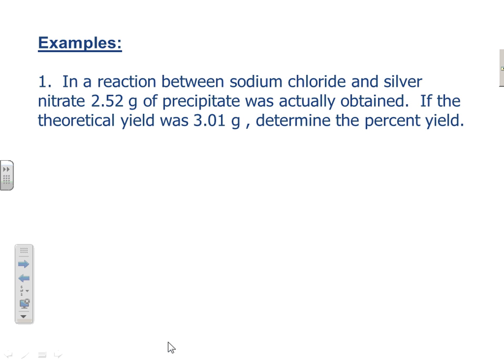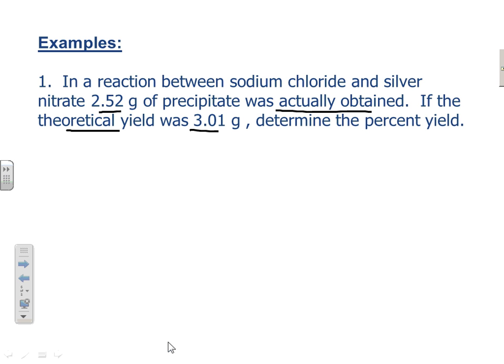So in this question, I'm just showing you how to do the add-on question, the tail end question. I'm telling you that 2.52 grams of precipitate was actually obtained. Oh, I better do this on the smartboard. I was going to use chalk. And the theoretical yield was 3.01 grams. In this calculation, we don't have to do stoichiometry. I've already told you what the theoretical yield is, and we know that this much was actually obtained.